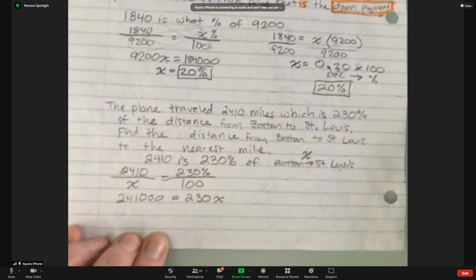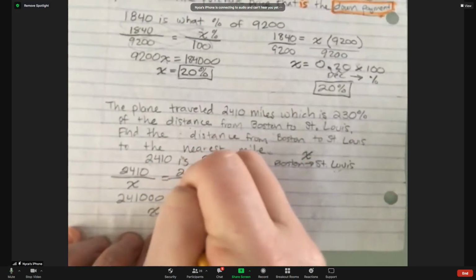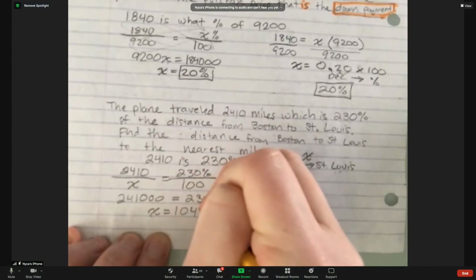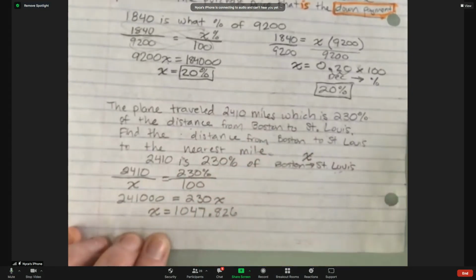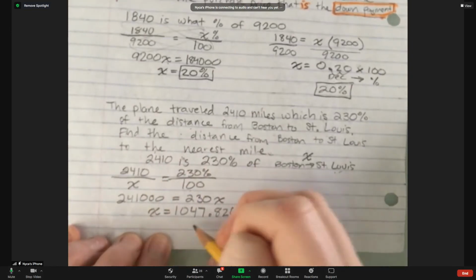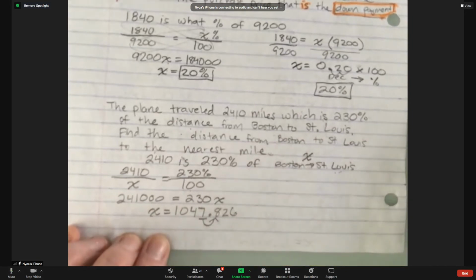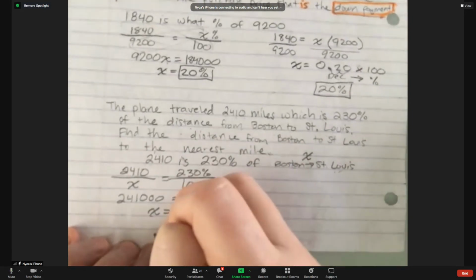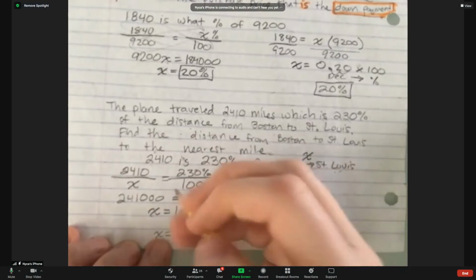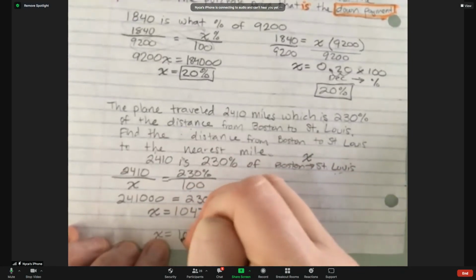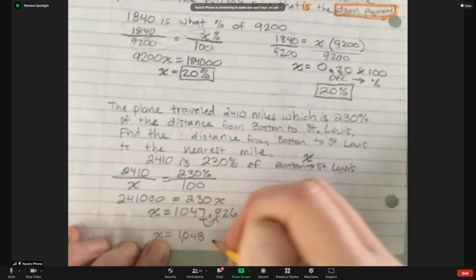Now you need to isolate the x, so you do 241,000 divided by the 230. And what you should notice is x equals 1,047.826. Okay, well, it says to the nearest mile. So I take the nearest mile, that's the ones place, and I look next to it. That means that the distance from Boston to St. Louis is about 1,048 miles.